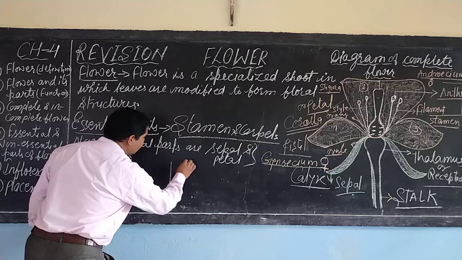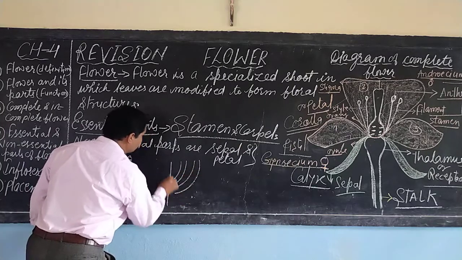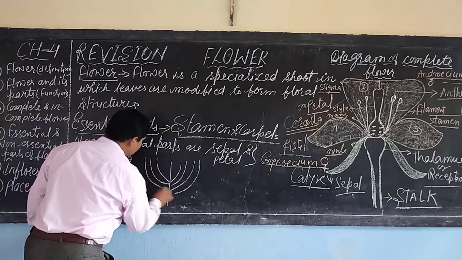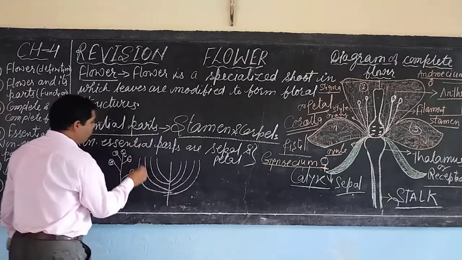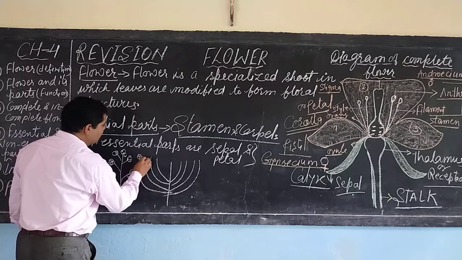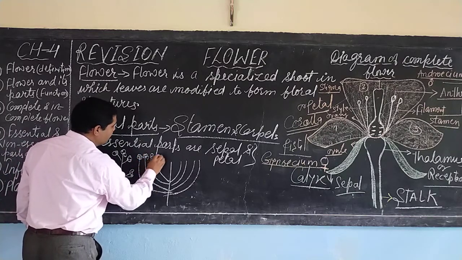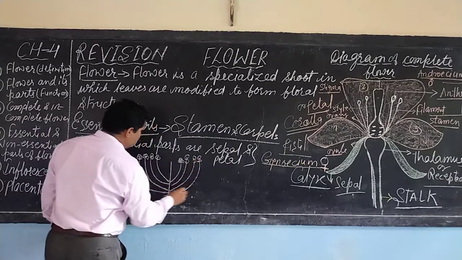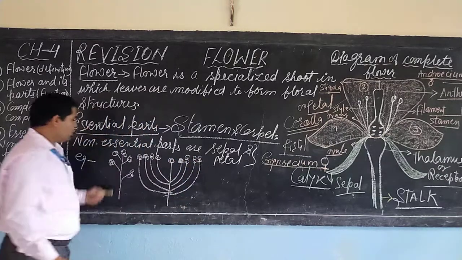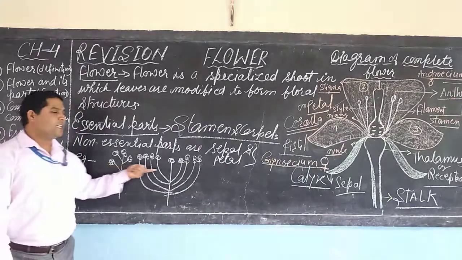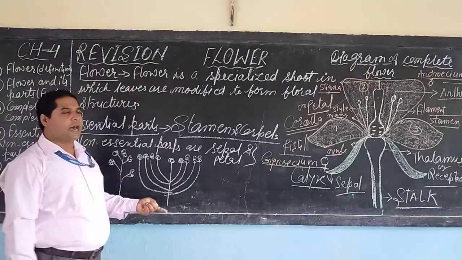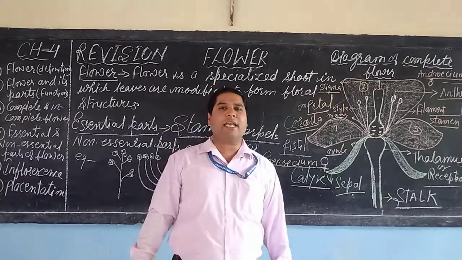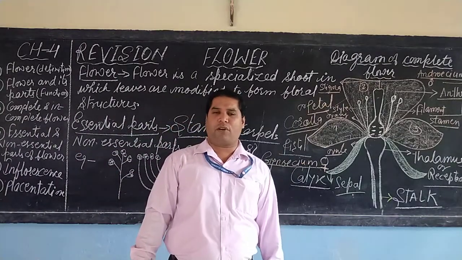You see here, two different forms of the flower. See here, two types of flower. You see in different axis flowers are being arranged, and this arrangement of the flower in the different axis is known as inflorescences.